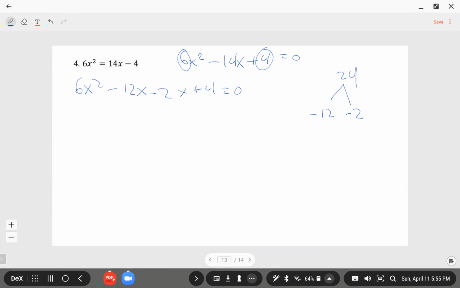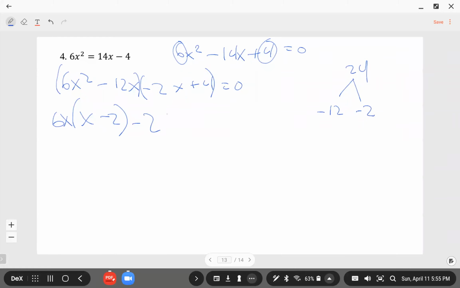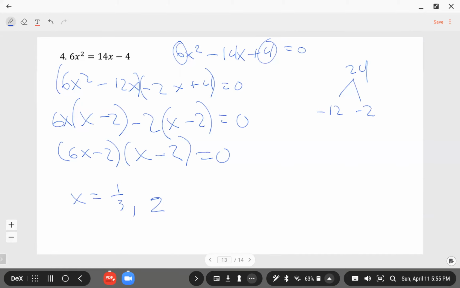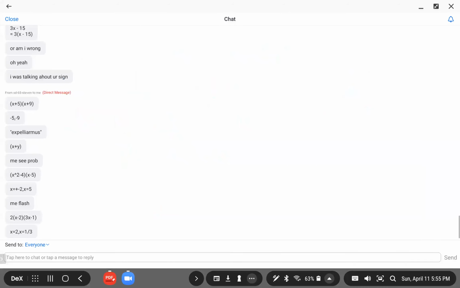And here we have it. Now let's factor by grouping. Oh, hold on. 6x. There we go. And then here we have negative 2 and x minus 2. Okay, so now we're done factoring. We have 6x minus 2 times x minus 2 equals 0. And then what do we get? x equals 1/3 and 2. Okay, yeah. Good job, Stephen. That is the correct answer.